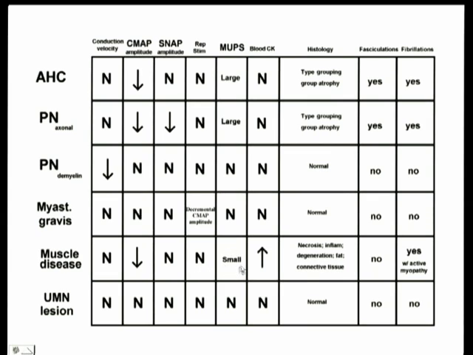MUPs are going to be smaller, right, because muscle fibers are dying, so when you stimulate a motor unit, it's not going to be turning on as many muscle fibers. Blood CK is going to go up. The muscle's dying. You're not going to have fasciculations, but in muscle disease you are going to have fibrillations, because as those muscle fibers die and they become broken apart and become isolated from their neuromuscular junctions, you're going to get an unstable membrane, so you are going to get a fibrillation.